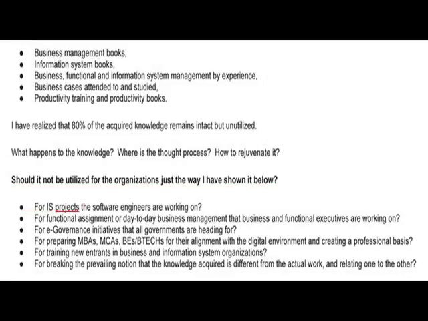For information system projects, the software engineers who are working on that. For functional assignment or day-to-day business management that business and functional executives are working upon. For e-governance initiatives that all governments are heading for. For preparing MBAs and MCAs and BE BTechs for their alignment with the digital environment and creating a professional basis. For training new entrants in business and information system organizations.